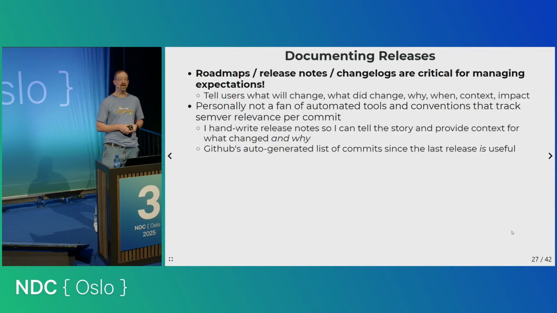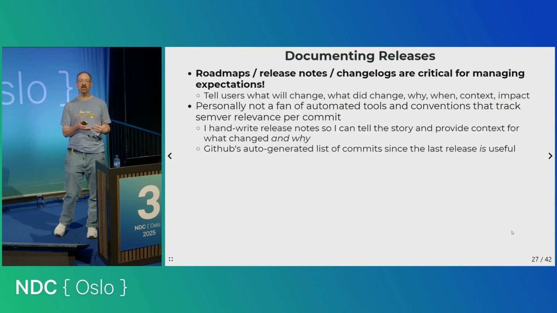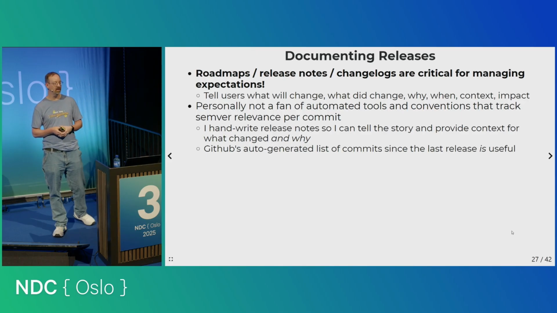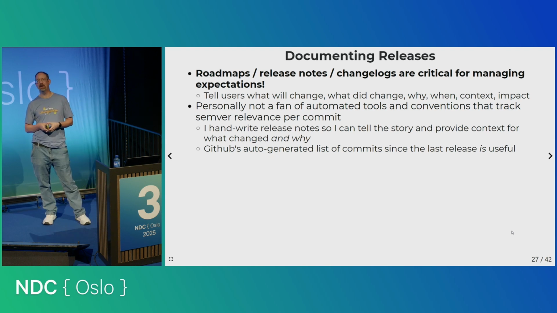So when you actually do put out a release, having roadmaps, release notes, change logs are very, very important. Telling people what changed, why, the context, the impacts. I know that a lot of people are fans of things like the conventional commit pattern where you prefix every commit message with is this a feature? Is it a bug fix? Is this breaking? Whatever. I personally am not a fan.